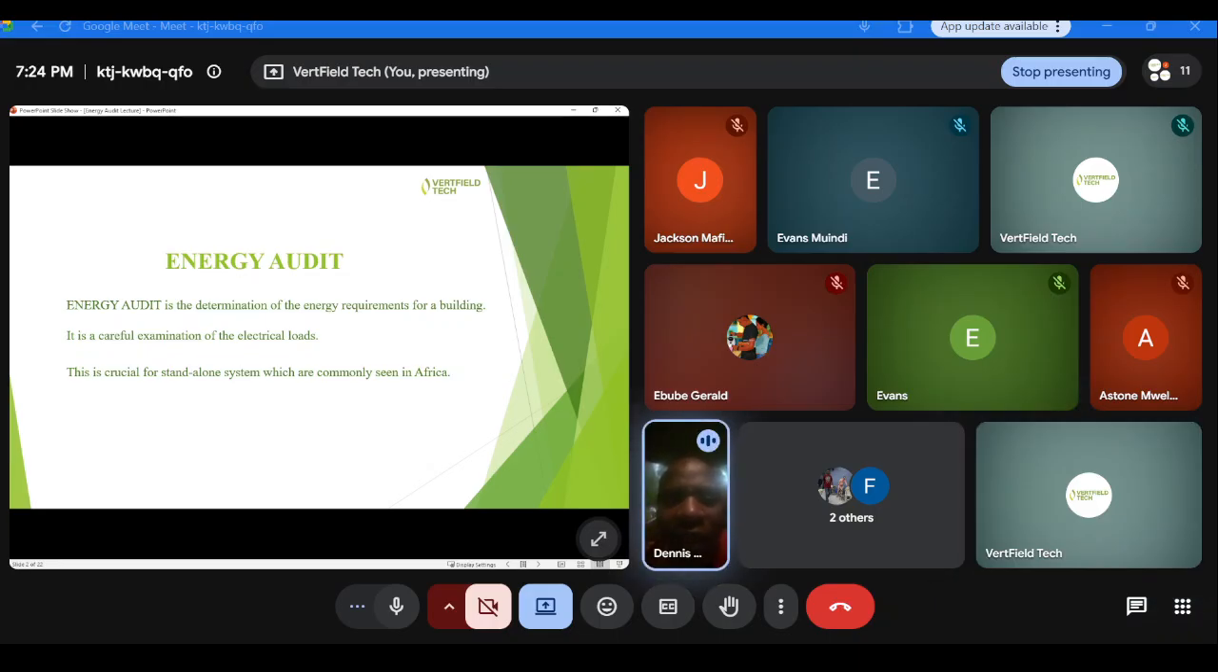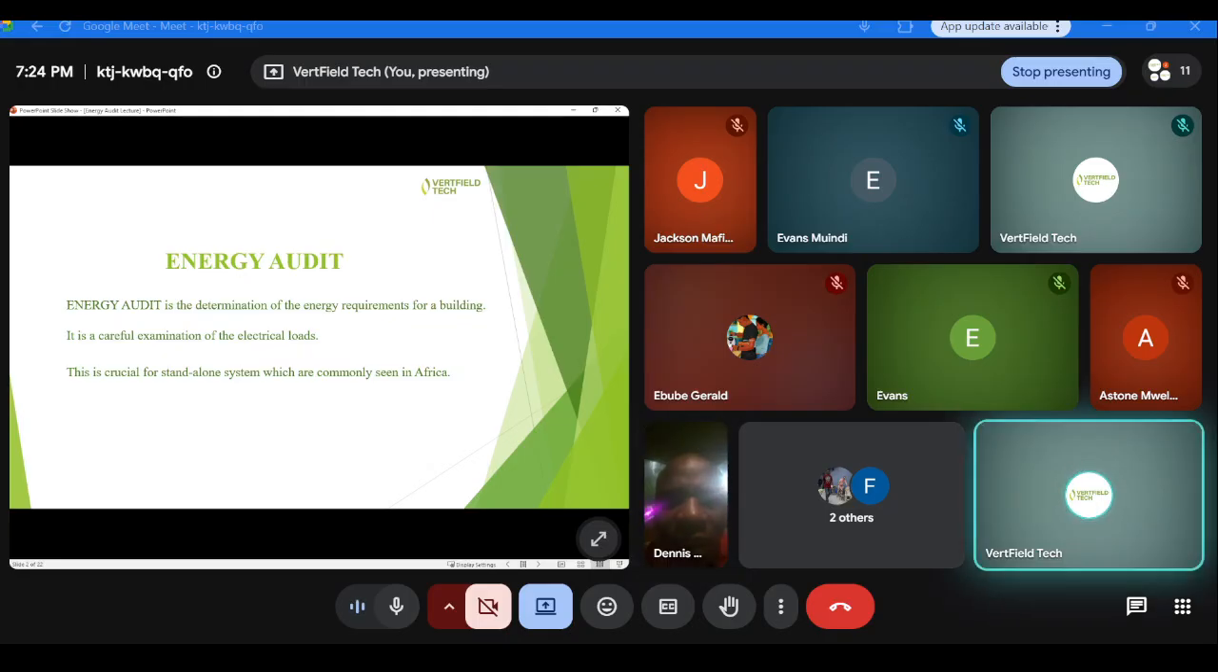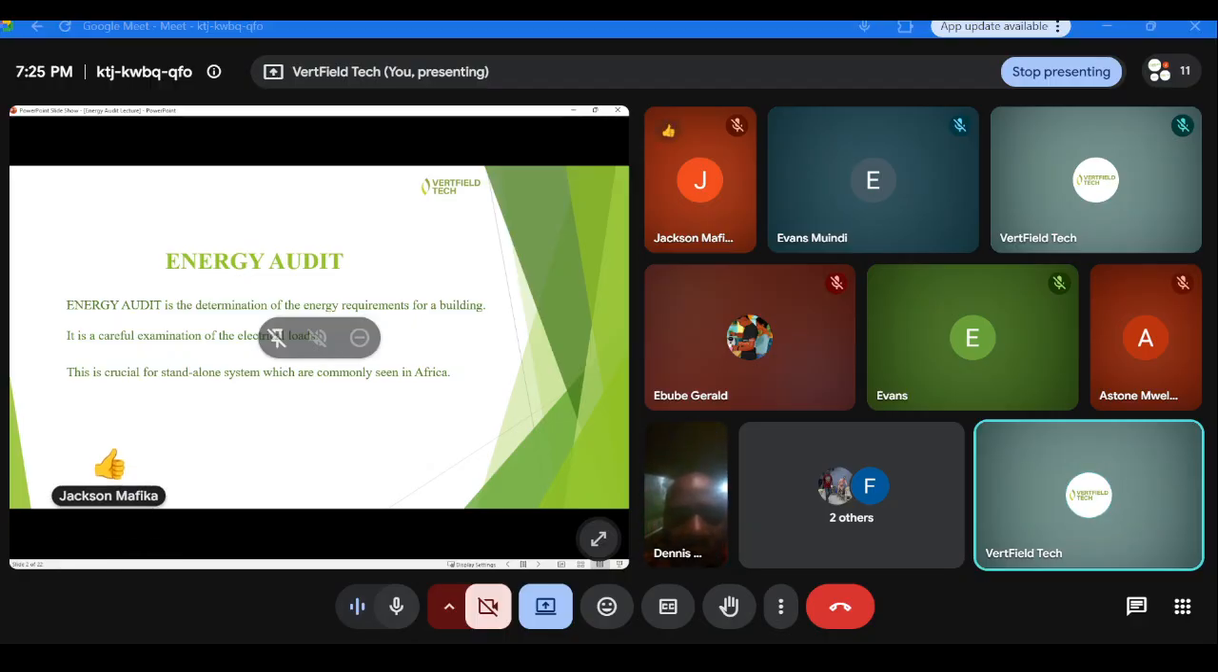The energy audit. Thank you so much. That is what you are supposed to see. If it is small on your device, depending on the size of the mobile phone you are using, you can zoom in the screen with your fingers so that it can be larger for you to have a better view, okay? That information is for everyone.